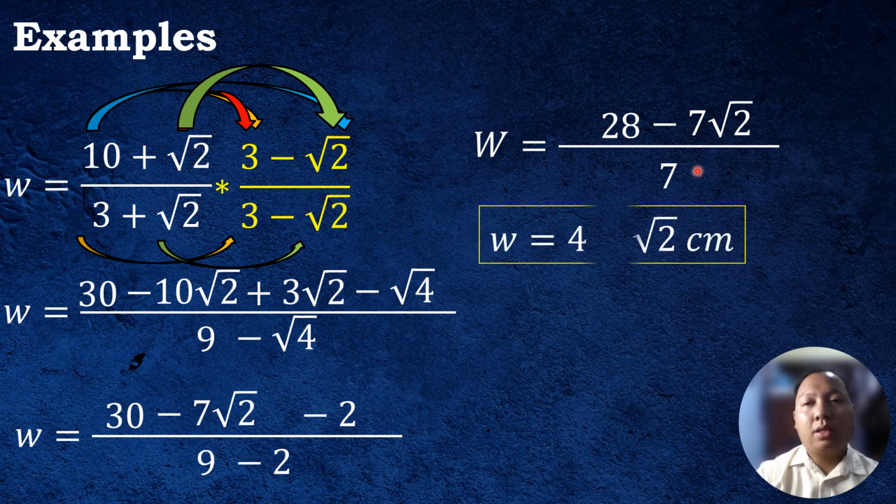Thus, our width is 4 minus square root of 2 centimeter. Bakit siya naging ganyan? 28 divided by 7 is 4. Negative 7 divided by 7 is negative 1. So this answer also means it's 4 minus 1 square root of 2 centimeter. So again, our width is 4 minus square root of 2 centimeter.